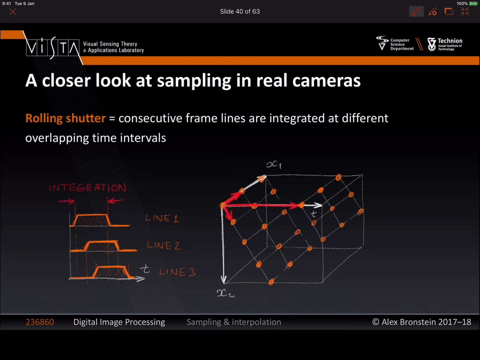So the first row gets integrated, let's say, starts integration. The length of the integration interval is exactly the same for every row, but the starting time of the integration is shifted as you go down in the rows of the sensor. So if you look at it in this spatio-temporal cube that I tried to depict here, you see that basically you're again going to get some kind of a non-orthogonal lattice. Okay, basically non-orthogonality because of this staging of the integration of the rows.